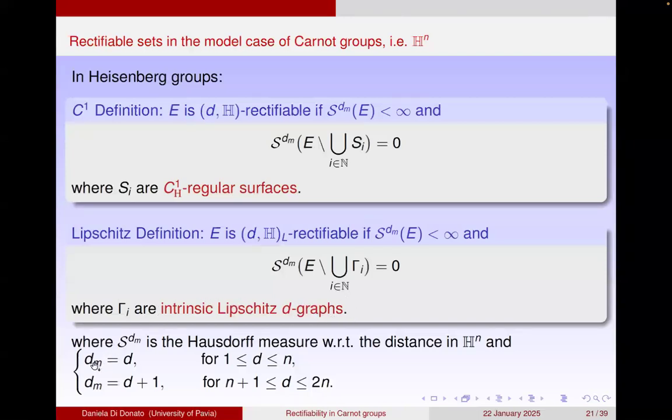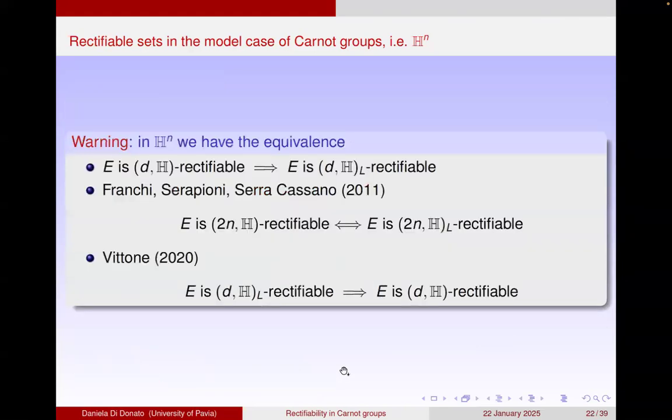In this context, we consider the Hausdorff measure with respect to the distance in Hn, and dm is equal to d if d is a number from 1 to n, and dm is equal to d plus 1 if d is a number from n plus 1 to 2n plus 1. These two definitions in the context of Heisenberg groups are equivalent. This is proved by Franchi, Serapioni and Serra Cassano, and recently Vittone.